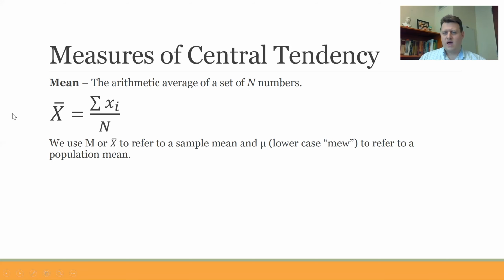So how do we denote the mean? As I mentioned before, anything with a bar over it is the mean. Typically, we're referring to a sample mean there. We could write out m. If you see m, we're referring to a mean, specifically a sample mean. And we're referring to a population mean.